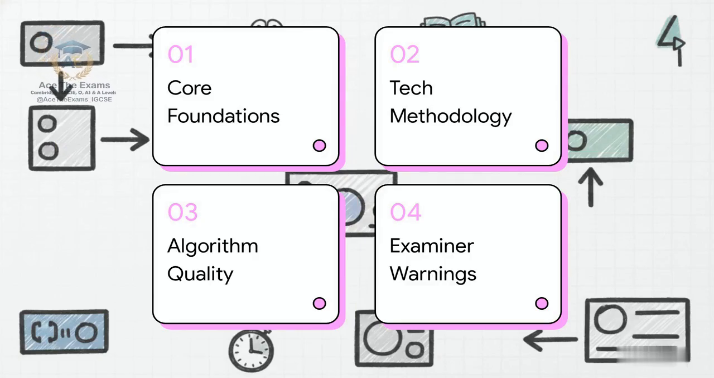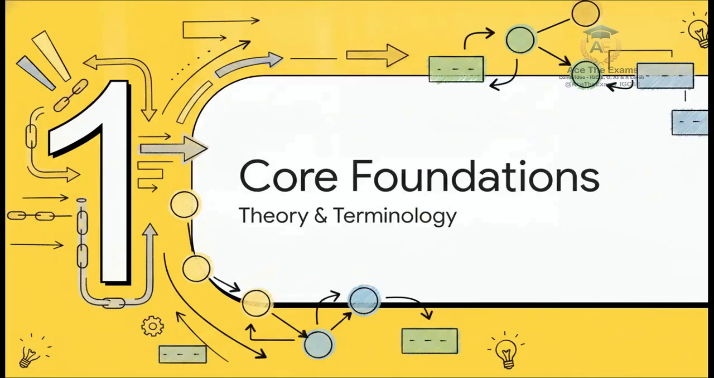First up, we'll cover the core theoretical foundations. Second, we'll walk through the technical methodology. Third, we'll look at evaluating algorithm quality. And finally, we'll finish strong with the top examiner warnings. We're going to transform those red pen marks into green check marks. Let's clear the runway and start with Part 1, Core Theoretical Foundations.